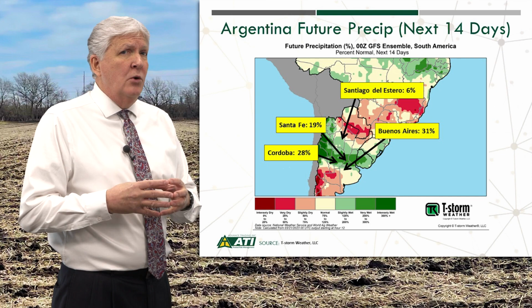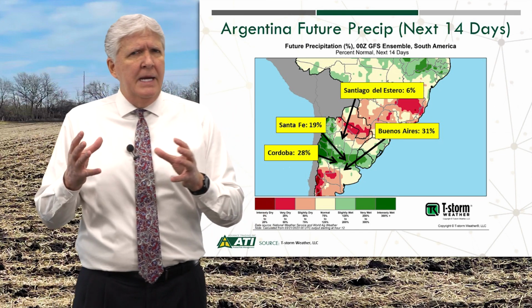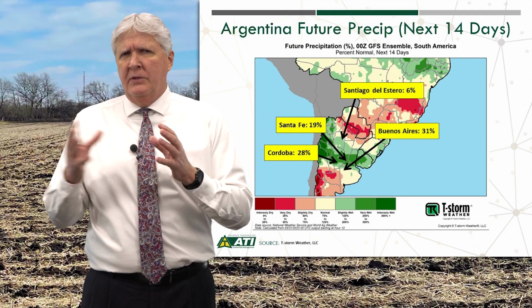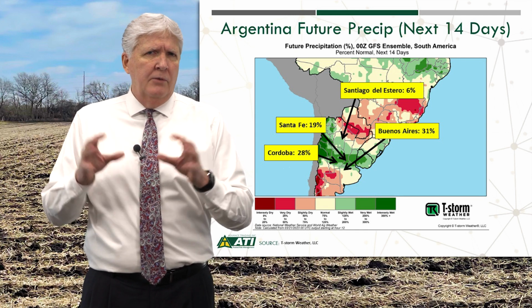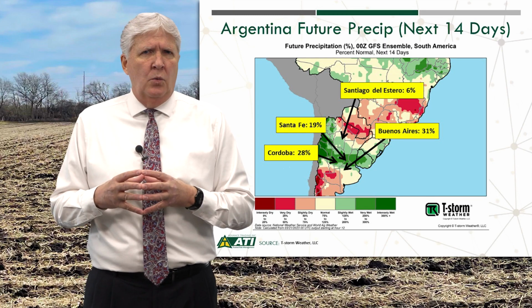It looks like there's going to be normal to above normal precip for those areas. What does it mean? Maybe some of the late planted beans will benefit, double crop beans after the wheat harvest. And maybe there'll be some stabilization in terms of whatever can be salvaged from the earlier planted beans. But definitely a trend change is in the works.